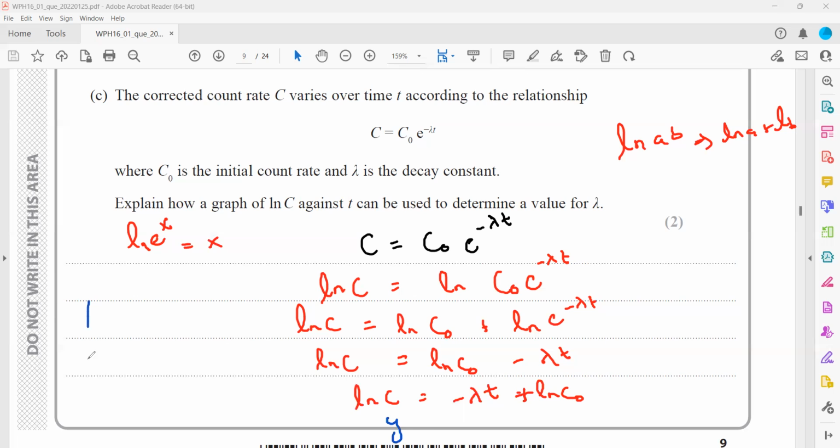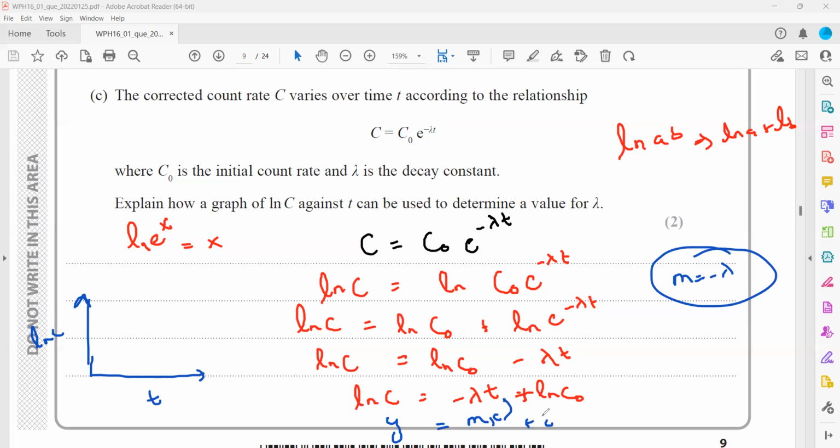So on the y-axis, if I plot ln C, and on the x-axis, because we are using the formula y equals mx plus c, if we have t, what will be the gradient? The gradient will be equal to minus lambda.